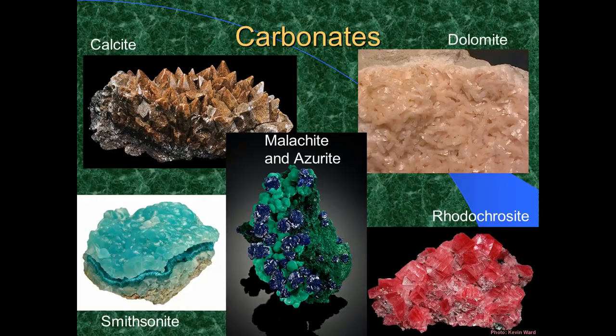Here are carbonate group. The 2 most common minerals here, calcite is probably the most common, and dolomite. These are very common ingredients of sedimentary rocks. We have smithsonite down here. This is an oxidized copper deposit. Malachite is the green mineral you see here. Azurite is the blue mineral. We also have rhodochrosite. If you've ever heard of the Sweetwater mine in Colorado, absolutely beautiful specimens of rhodochrosite, a carbonate mineral.